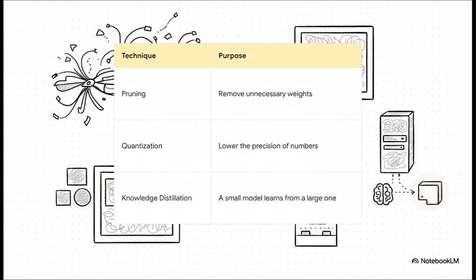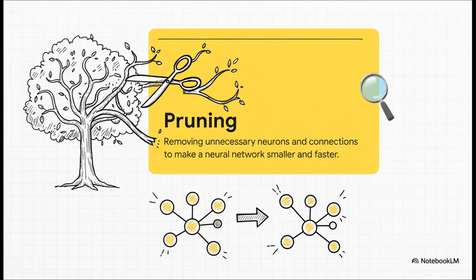Okay, we're going to zoom in on 3 main techniques. Think of these as your secret weapons against a slow, bloated model. Pruning is like cleaning house. Quantization simplifies its language, makes it more efficient. And knowledge distillation? That's where you let a little model learn from a big one, getting all the smarts without the size.